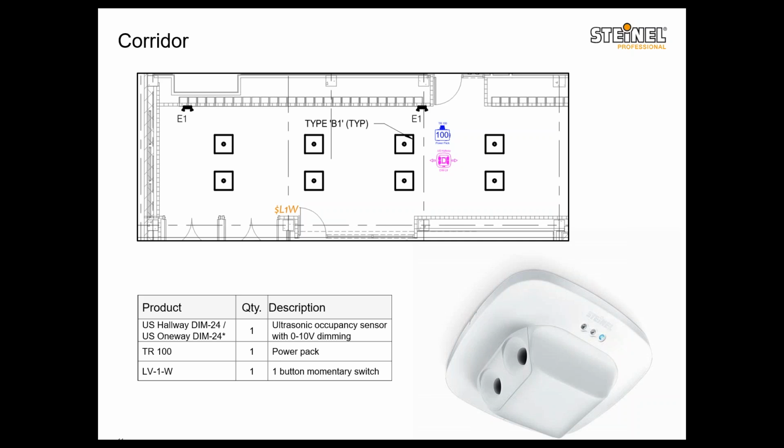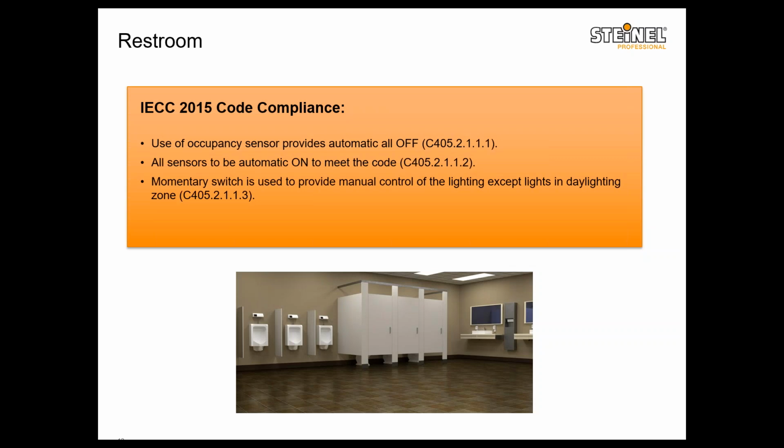Next area we're going to talk about, and the last area in this webinar, would be restrooms. Restrooms are actually quite similar to corridors in terms of code requirements. You would need an occupancy sensor to provide automatic all off. Obviously the sensor should be set to automatic on to make sure there is no safety risk to the occupant.